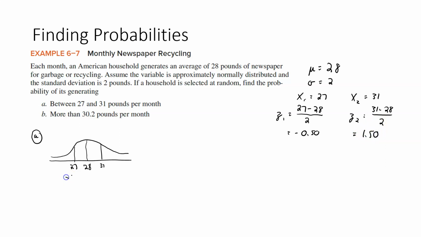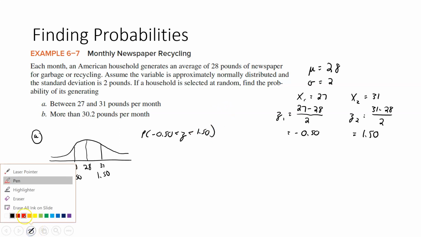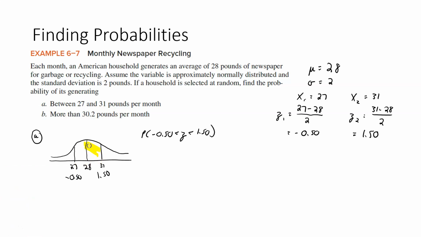So I've got negative 0.50 and 1.50. Really this boils down to solving the problem: the probability that negative 0.50 is less than Z is less than 1.50. This is a between problem. We're looking for this area right in here. So we take the area to the left of the higher z-score, minus the area to the left of the smaller. That will tell me the total area that I'm interested in.